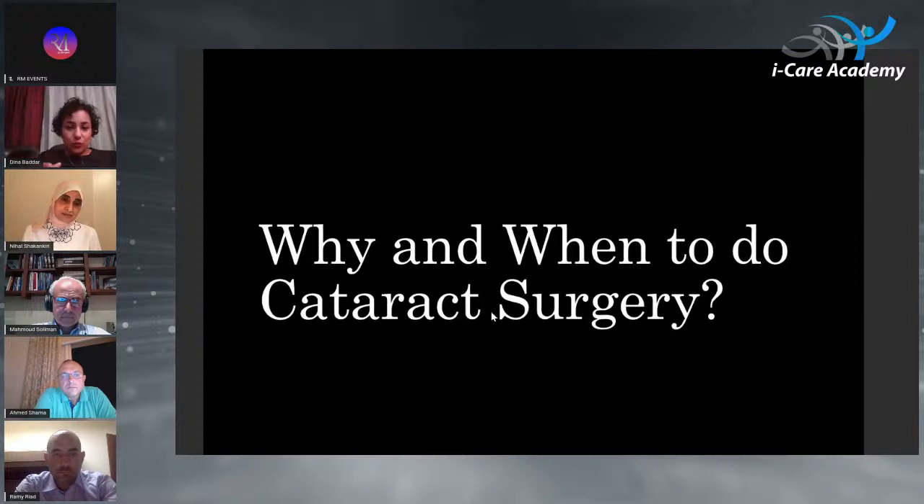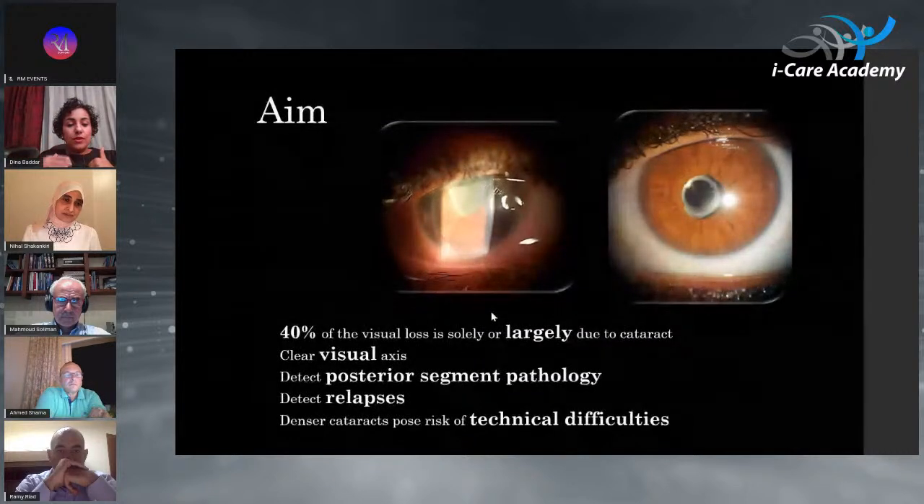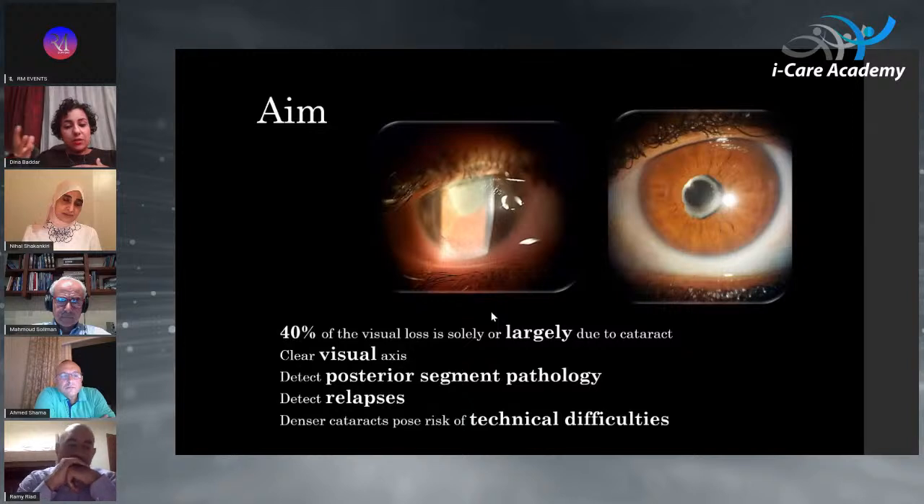The question is, why do we do the surgery and when to do the surgery on a uveitic patient? Now, the aim is to have a clear visual axis, right? Because the visual loss may be solely or largely due to cataract. So we need a clear visual axis. We need to detect posterior segment pathology to see relapses better. And also denser cataracts pose a risk of technical difficulties. Now, my question to the panelists: how different is the lens, the nucleus, in a young patient or an elderly patient or a uveitic patient? Let me start with Dr. Soliman.